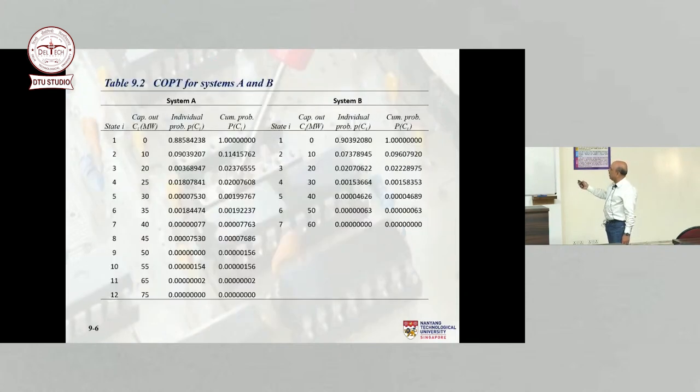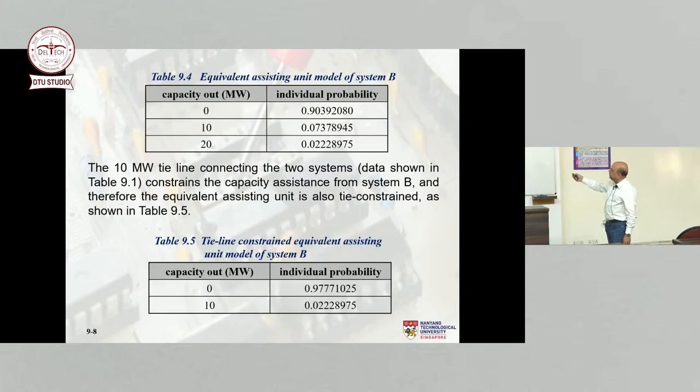So even though I have a support of up to 20 megawatt, capacity out 0 means I have 20 available, right? But I cannot get 20 because the tie line is constrained to 10. So when it is in this state, I'm getting only 10. When it is in this state, I'm getting only 10. When it is in this state, I'm not getting anything. So for these 2 states, I'm getting 10 megawatt. Therefore, the probability is this plus this, that means 0.97. And for the last state, the probability is this. So this is like a 2-state equivalent assisting unit after having passed through the tie line.